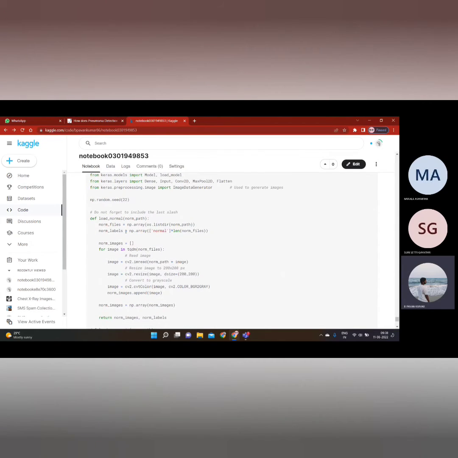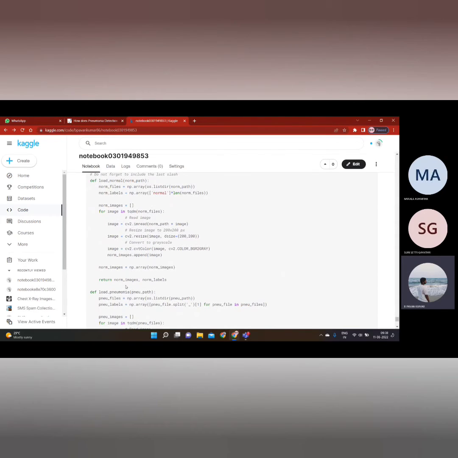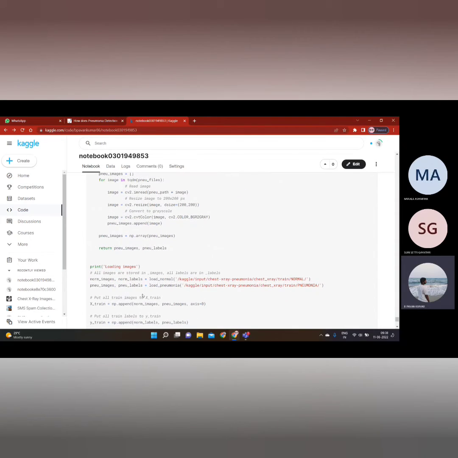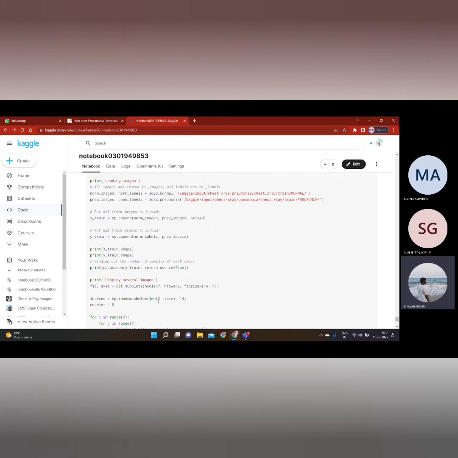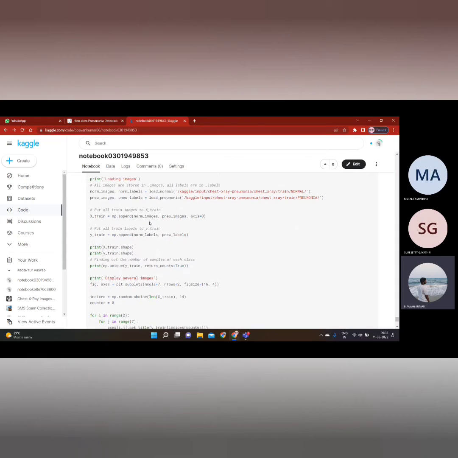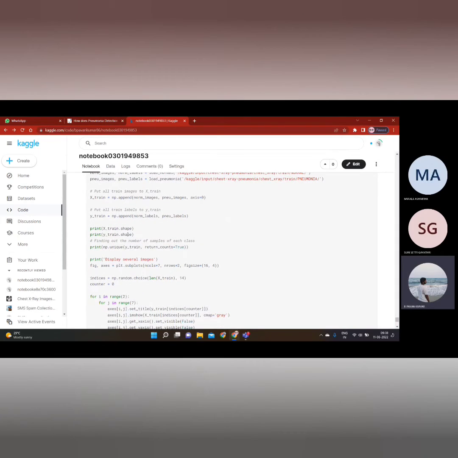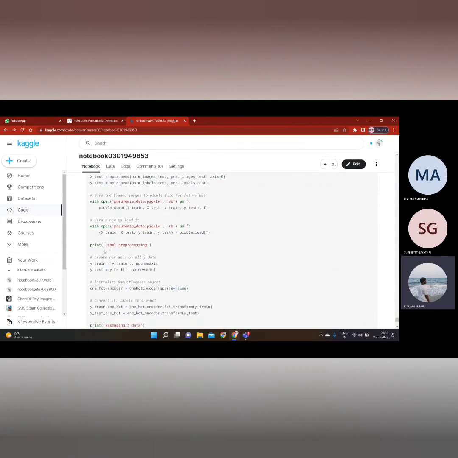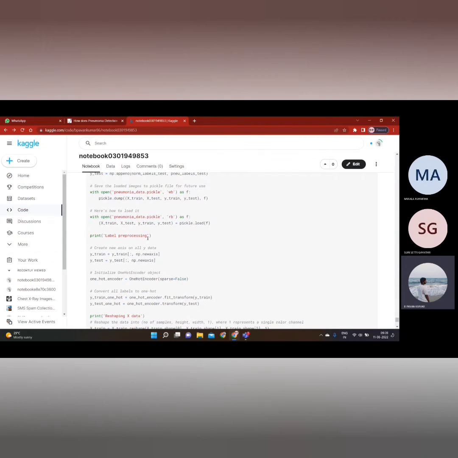Here we loaded images, which are our input images, normal images and label images. Two labels are created. And here we print loading images and process the input. We train the model used to detect. Here we print the trained data. Next we show the data, plot some random images, and load test images. Here is label pre-processing, where we train and test the model.